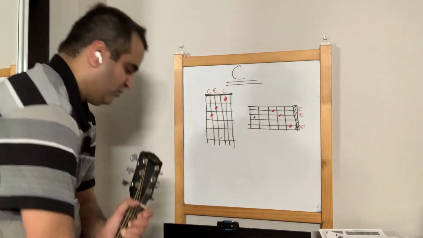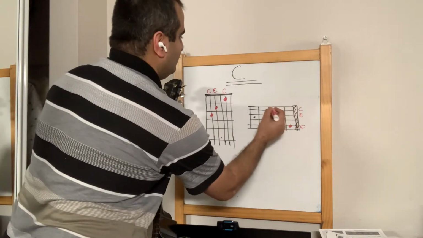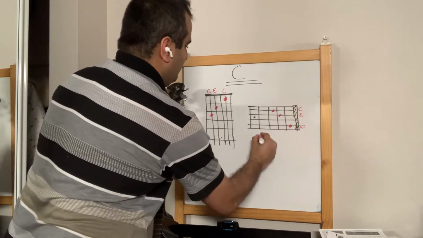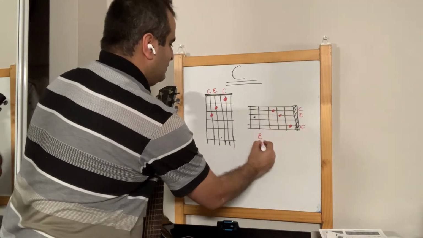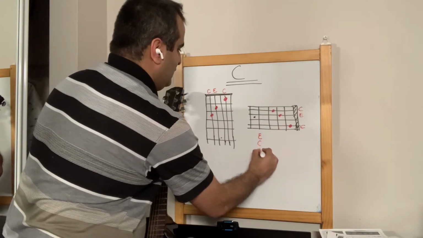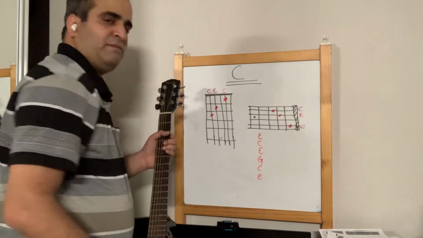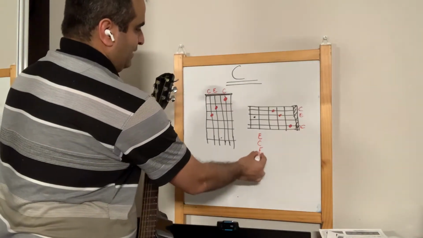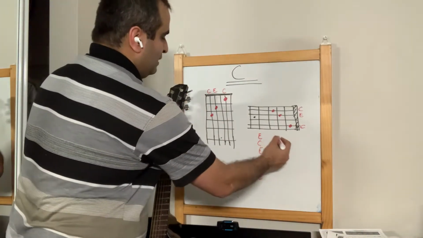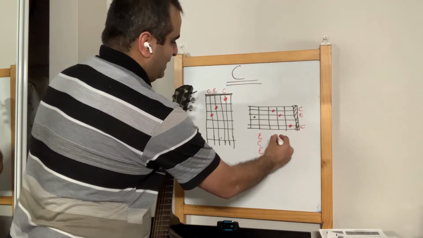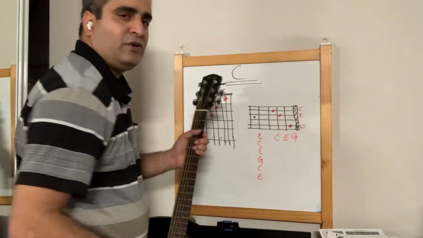So if you see the notes we are playing for this chord, I'm going to write it from sixth string to first string. So we are playing E, C, E, G, C, E. Okay. So as you see, our E note is getting repeated 3 times, C is getting repeated 2 times, G is getting repeated 1 time. So a C chord essentially has C, E, and G notes.